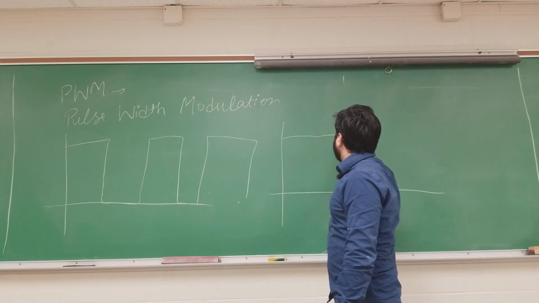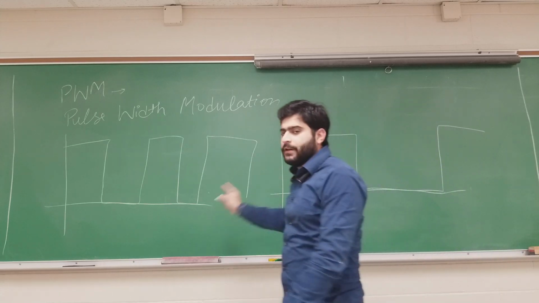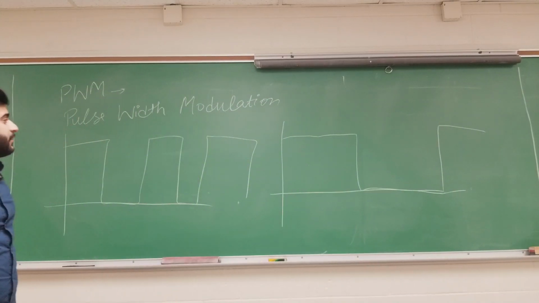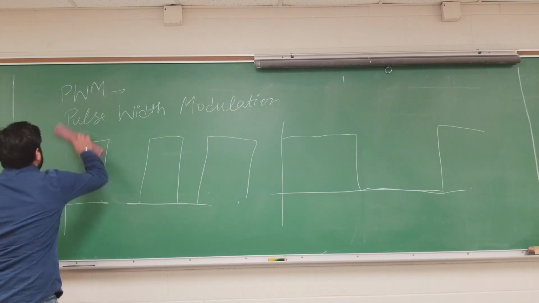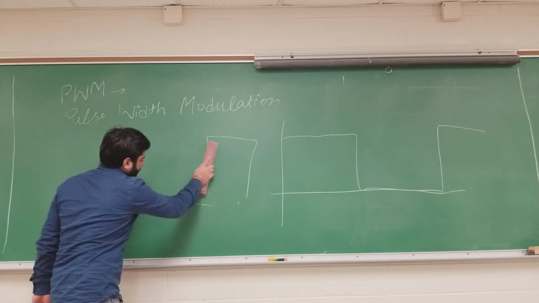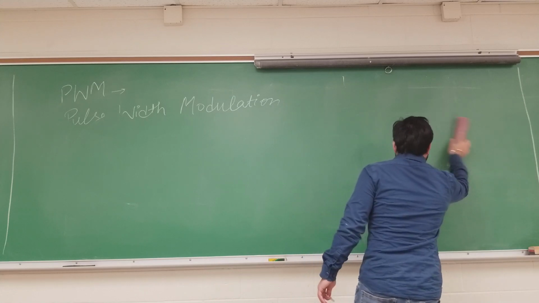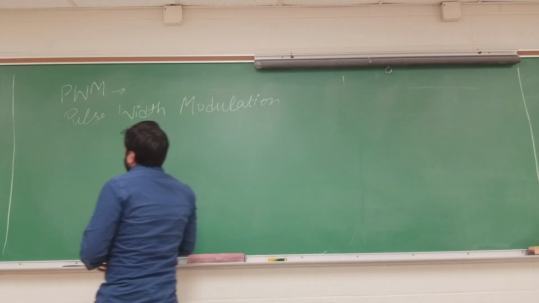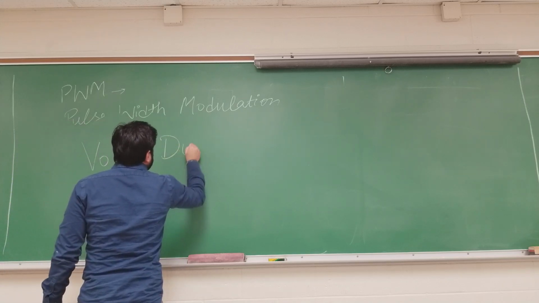So if we compare those two signals, they will have a different output voltage because of their different pulse width. So this phenomenon is known as pulse width modulation. And the voltage output is proportional to the duty cycle.